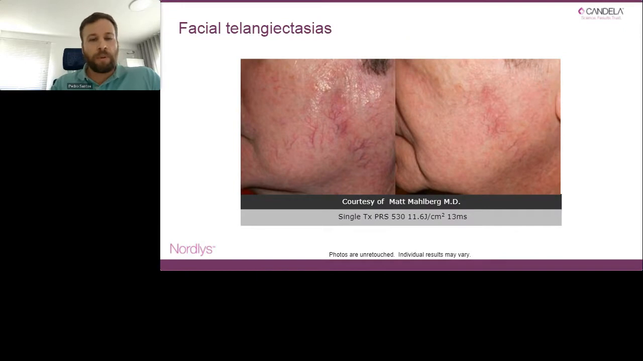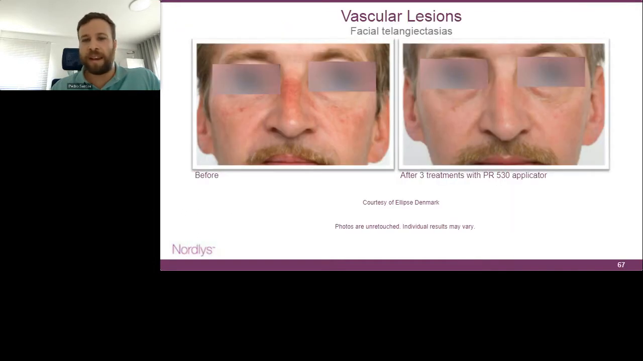Now I will present you some cases for treatment of telangiectasia. Here we have a single treatment using the PR applicator. Here the smaller one is what this S stands for on PRS. And only with a single treatment, we can actually see a nice improvement of the telangiectatic network. Here, this telangiectatic network on the nose and on the cheek after three treatments of a square pulse of 10, with this nice improvement.